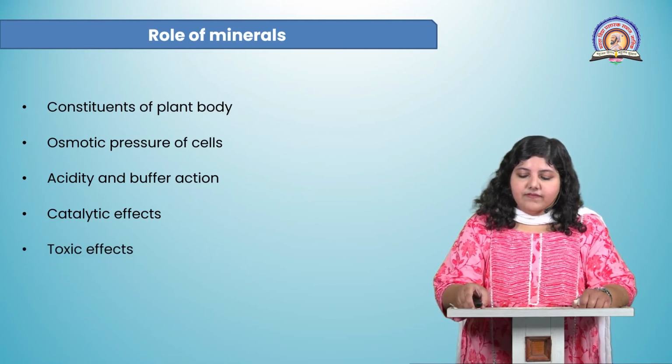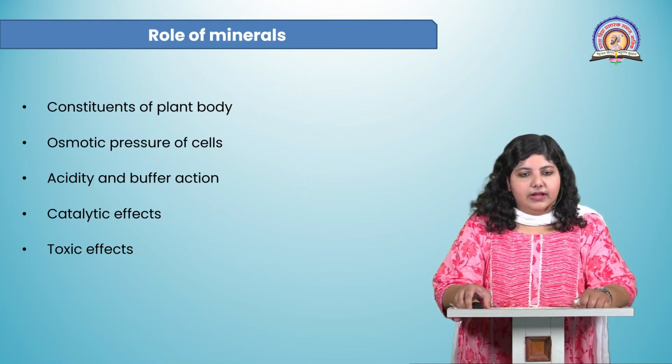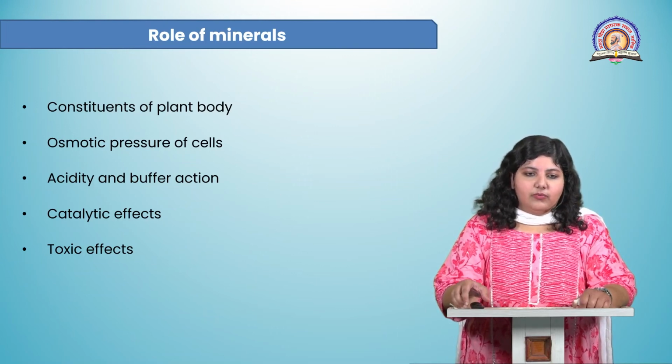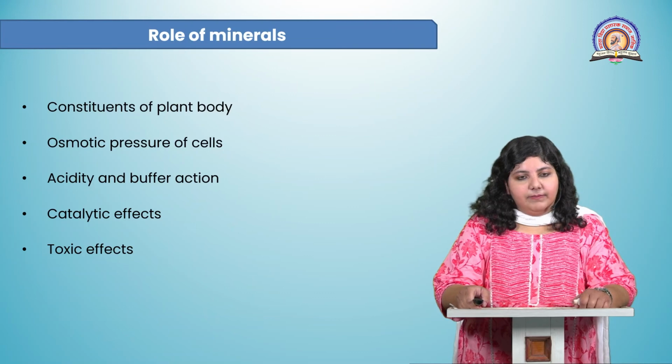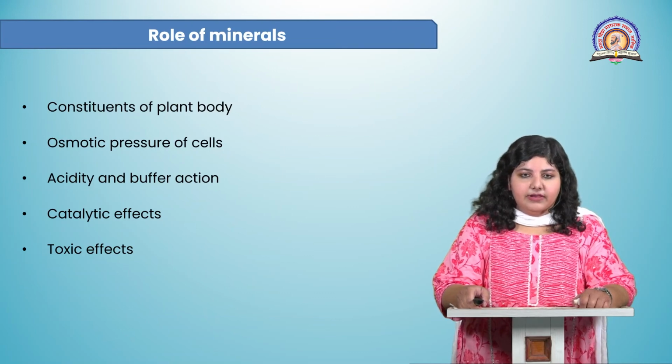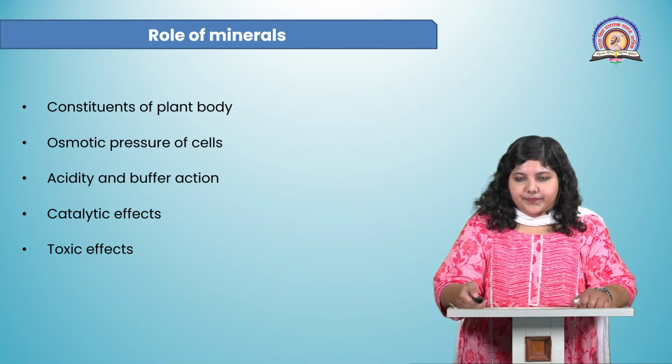Also, some elements can have toxic effects on plants. So these elements, when they are absorbed by the plants, can have some toxic effects on plants. For example, lead, arsenic, mercury, these are some of the toxic elements.